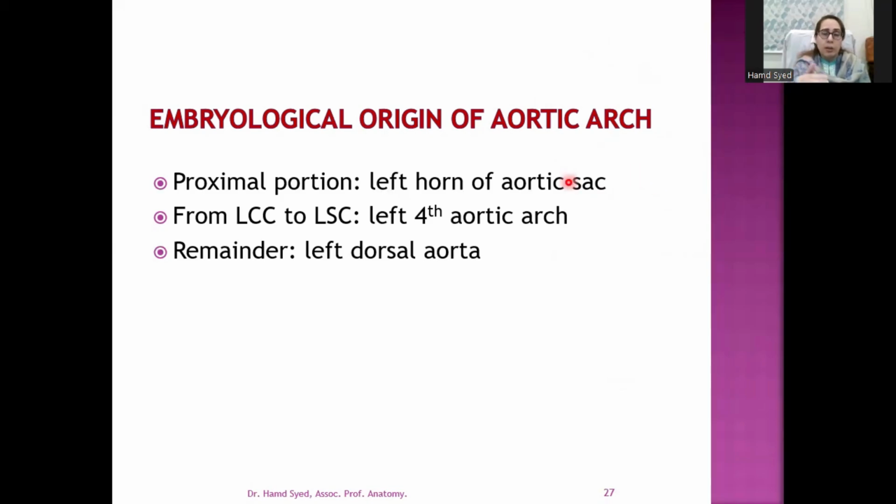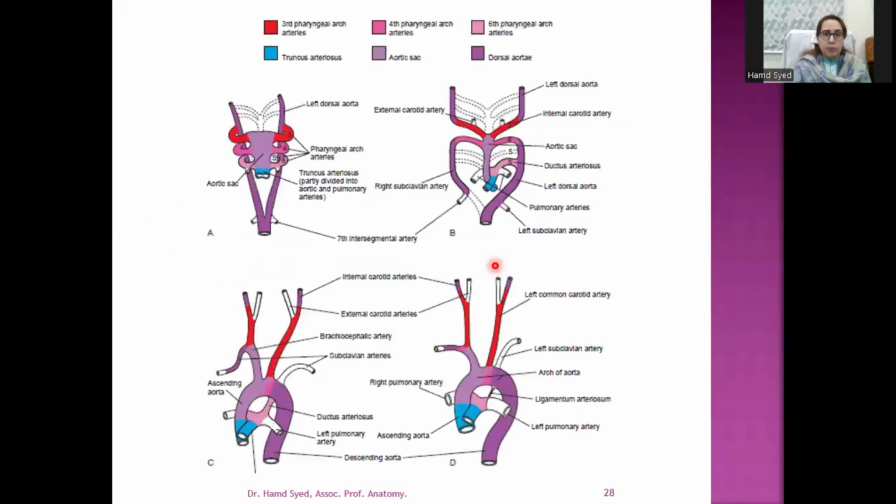You can do that by simply remembering that there are three portions of this aortic arch. The first portion has its origin from the left horn of the aortic sac. The middle portion, from the left common carotid to the left subclavian, is derived from the left fourth aortic arch, whereas the remainder of the aortic arch is derived from the left dorsal aorta. So these are the three origin points of the aortic arch.